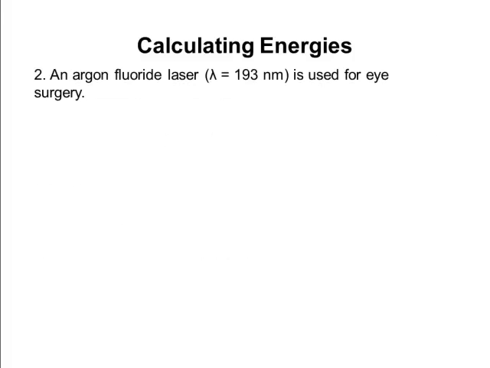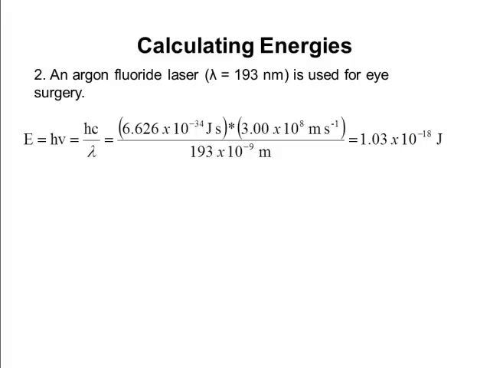All right, let's look at another laser. So let me take an argon fluoride laser. It's got a wavelength of 193 nanometers, and it's typically used for eye surgery. Well, in this case, plug everything in, make sure my wavelength's in meters, and end up with 1.03 times 10 to the negative 18 joules. All right, let me look at another laser.